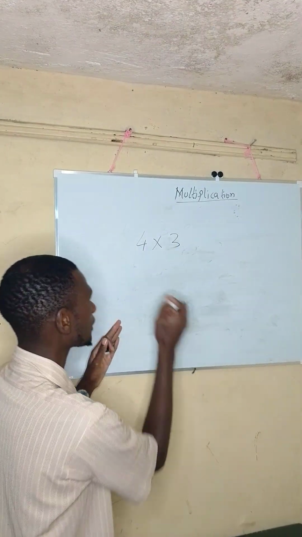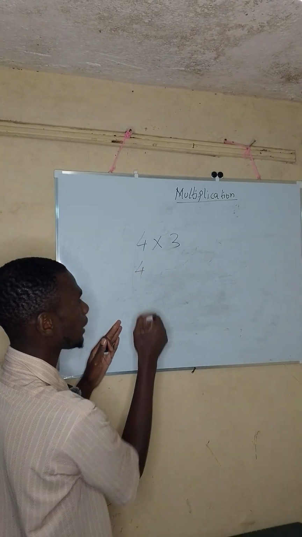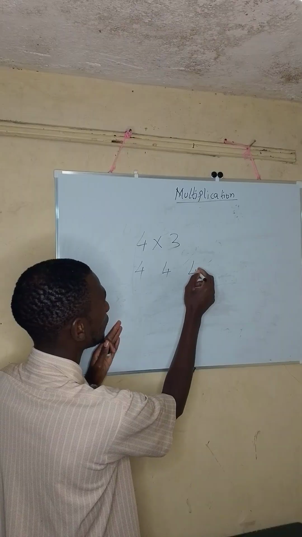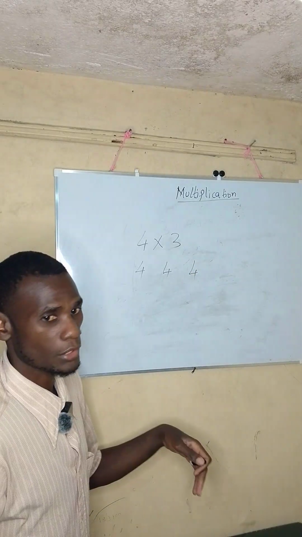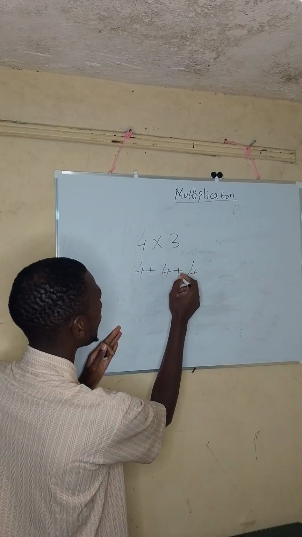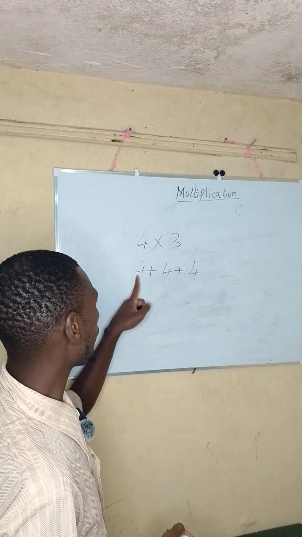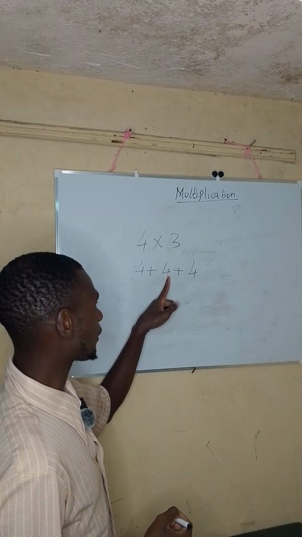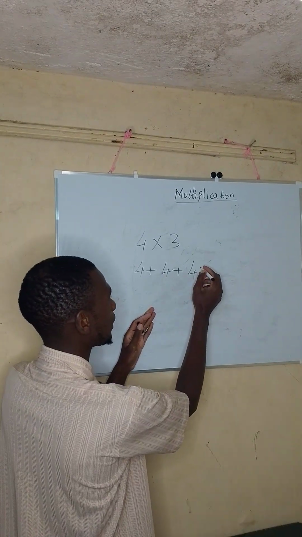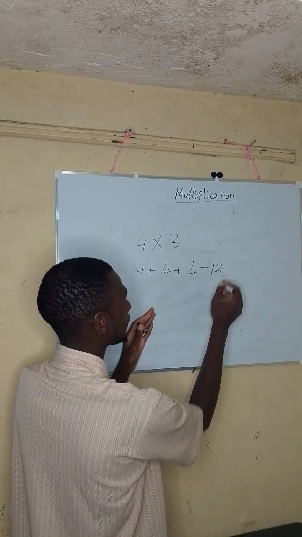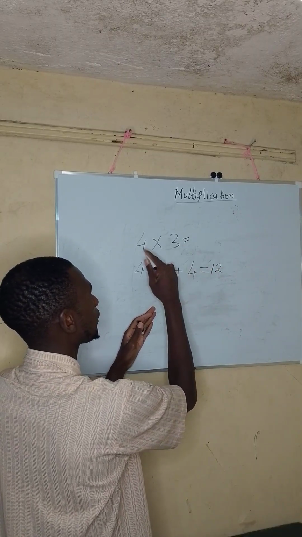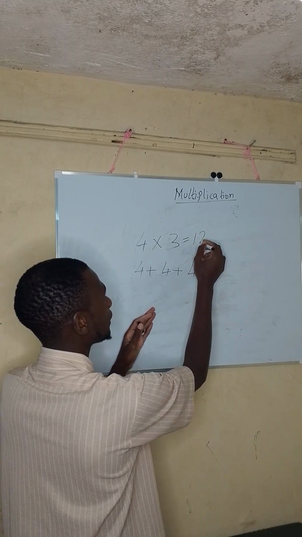So for example, 4 times 3 simply means 3 of them. You have the first 4, the second 4, and the third 4. So there are 3 4s, and you can add them. 4 plus 4 is 8, 8 plus 4 is 12. That gives us the answer to 4 times 3, which is 12.